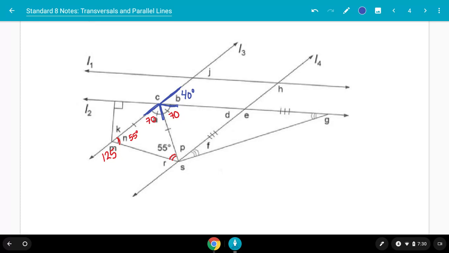Well, this set of angles here, these are the same as these, right? So that's going to be my next hint. And from there on out, you guys are on your own.